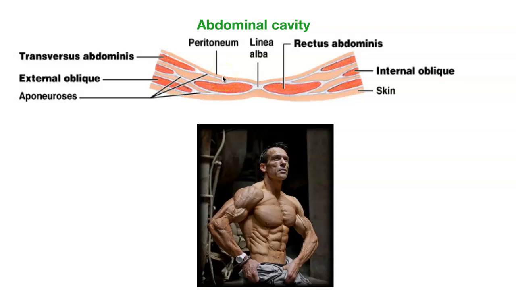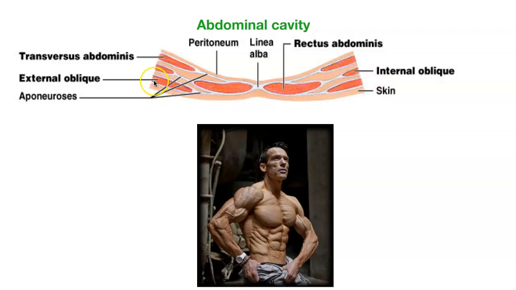So I want you to understand how they are arranged. We said we had our lateral muscles and our middle muscle. Let's start with the most superficial. So if this line is representing your skin, the first most superficial muscle is going to be called your external oblique. Right and left external oblique.